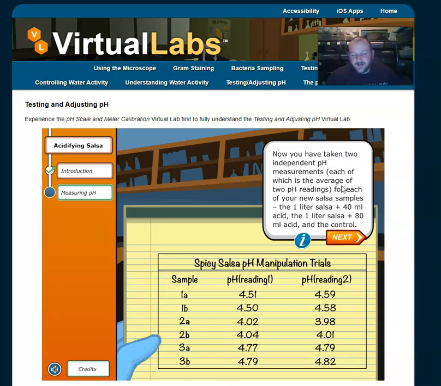Now you have taken 2 independent pH measurements, each of which is the average of 2 pH readings for each of your new salsa samples. The 1 liter salsa plus 40 milliliters acid, the 1 liter salsa plus 80 milliliters acid, and the control. So again, I think this is great.